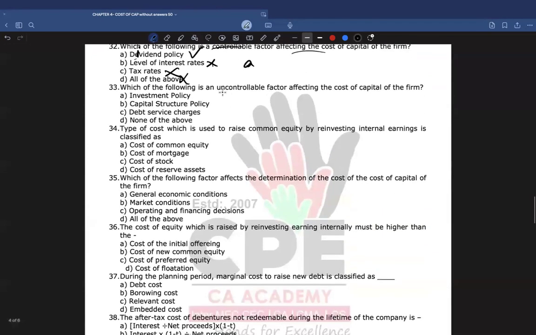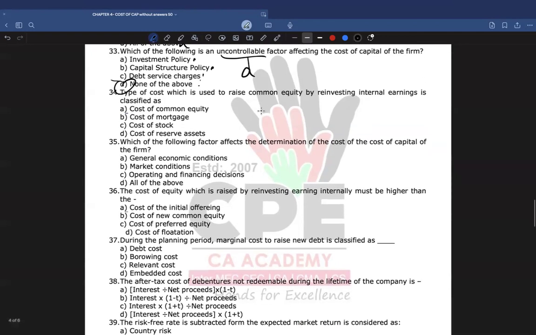Which of the following is an uncontrollable factor beyond your control? Investment policy you can control, capital structure you can control, debt service charges. Again, maybe that's negotiable, and you can always control it in one way. Depending on the banker, perspective or discussion, you can control this too. So none of the above is uncontrollable. Everything is controllable. So answer is D.